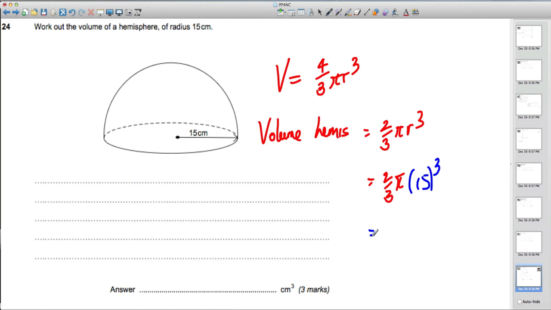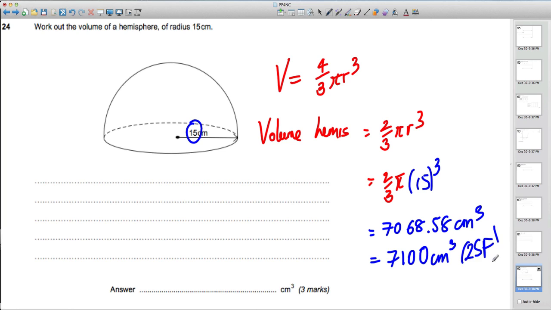So just go away and type in your calculator 2/3 times pi times 15 cubed, and you get yourself 7068.58 centimetres cubed. The radius was given to 2SF. You should probably give your answer to 2SF back. So to 2 significant figures, it would be 7100 centimetres cubed.